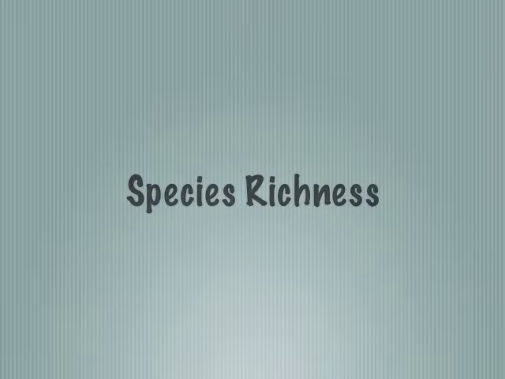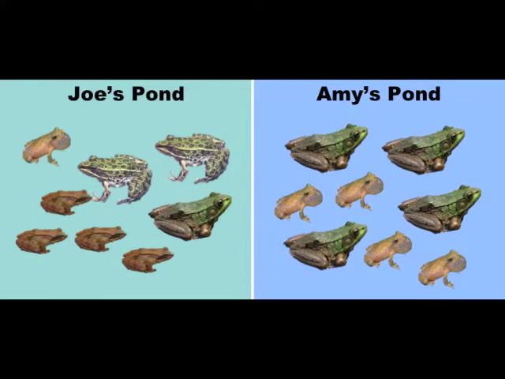Let's break this down a little bit. First, we'll talk about species richness. Joe and Amy each have a pond at their house, and each of them collect 8 frogs from their pond. You can see their collections here, Joe's on the left and Amy's on the right.